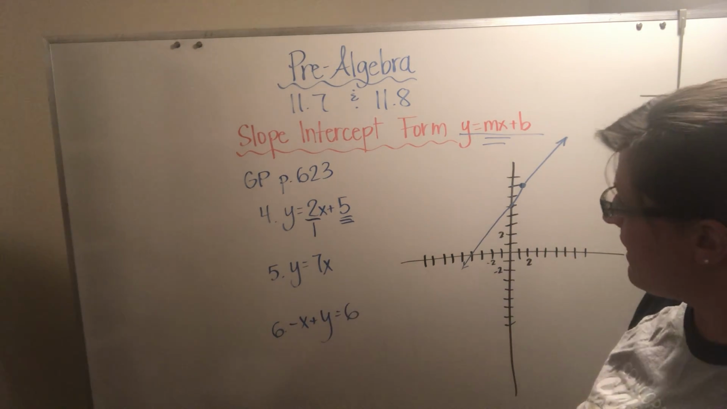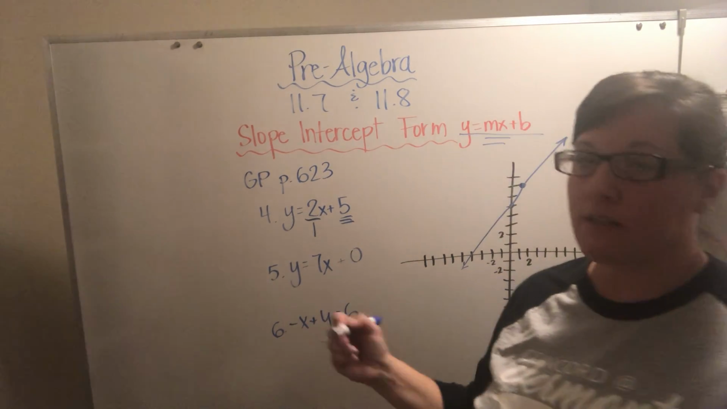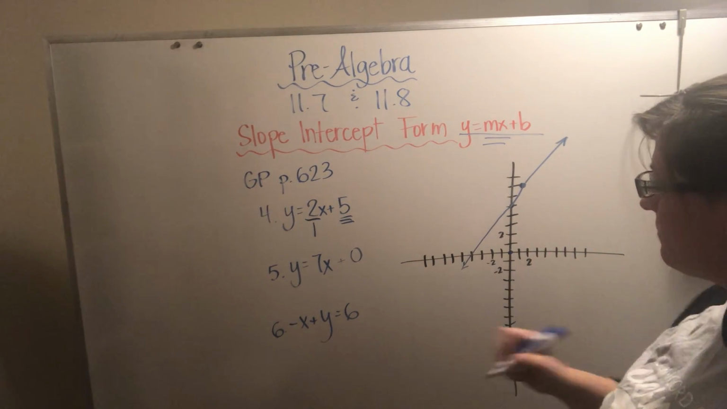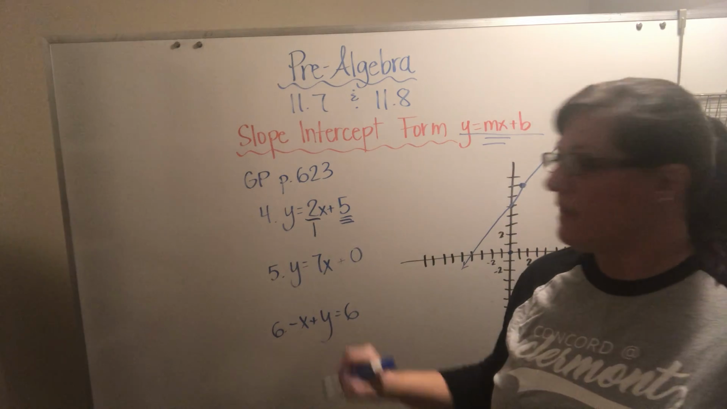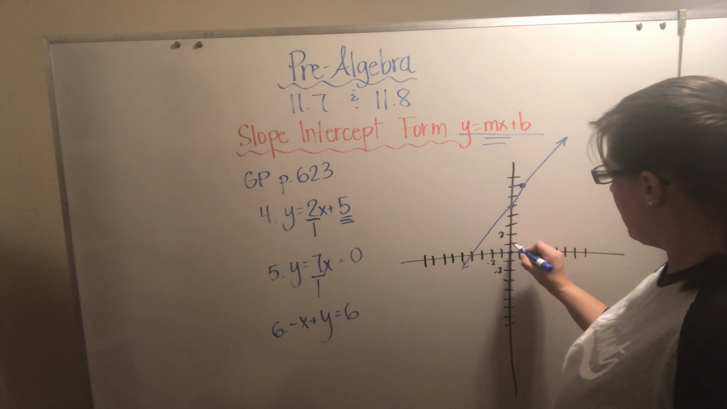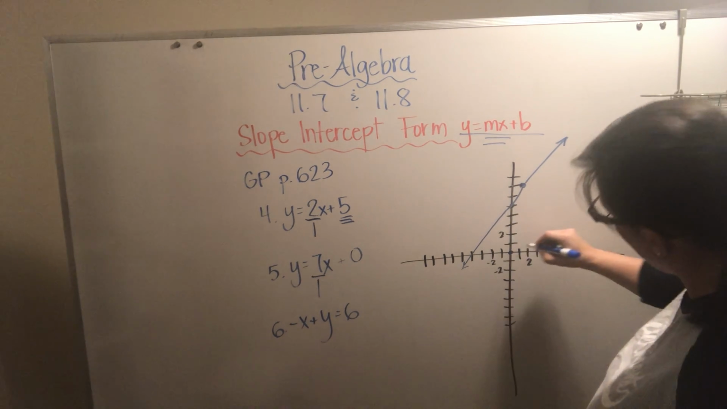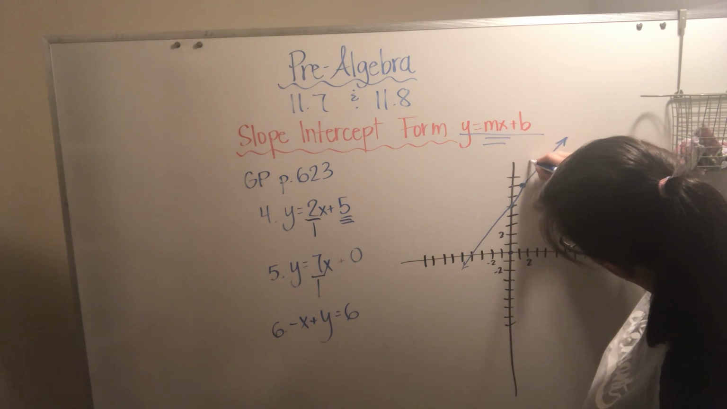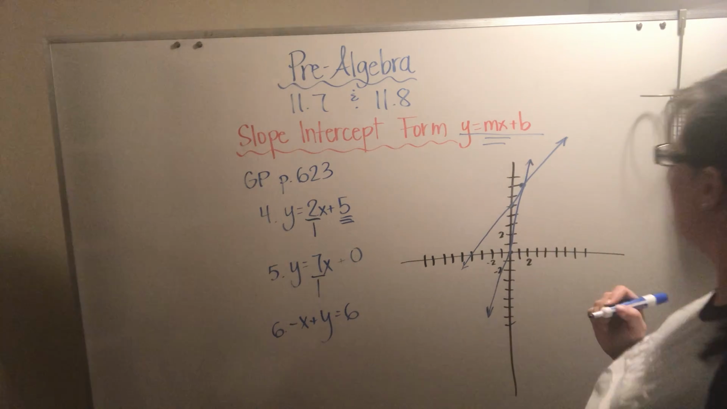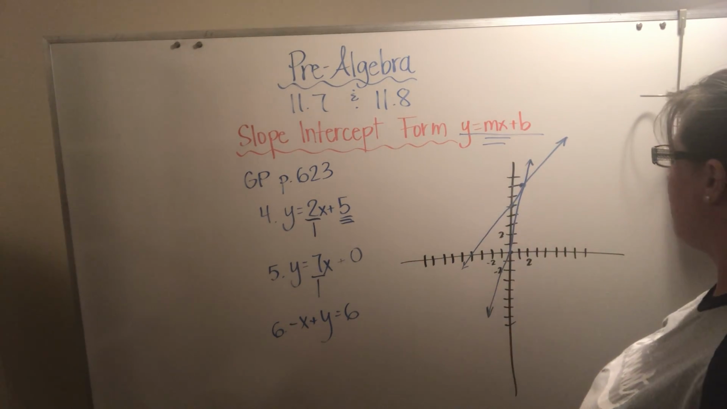y equals 7x. Again, you can recognize, and you don't need to write it, but it's going to cross the y-axis at 0. What does the 7 mean? Think of it like this. It means up 7 over 1. 1, 2, 3, 4, 5, 6, 7 over 1. Wow. How very cool. I've got a line there that's going to have a little sharper slope to it. Okay, 7 over 1. And there it is.